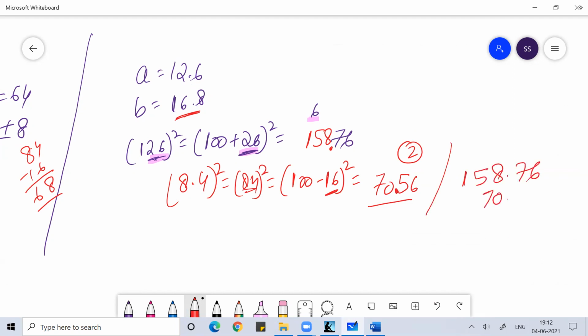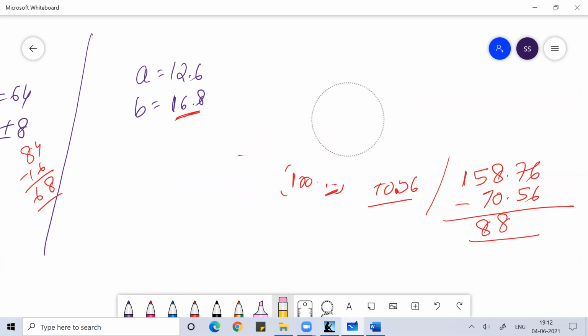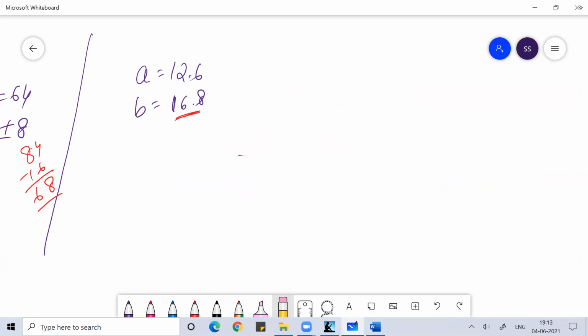158.76 minus 70.56. If I subtract, will I get a triplet? Means will I get a perfect square? No, you're not getting a perfect square. You are getting 88. 88 is not a perfect square, so better leave this. Better solve by step. So this is A, this is B.